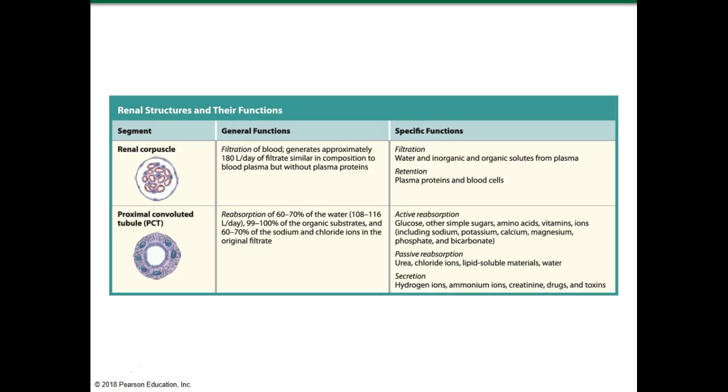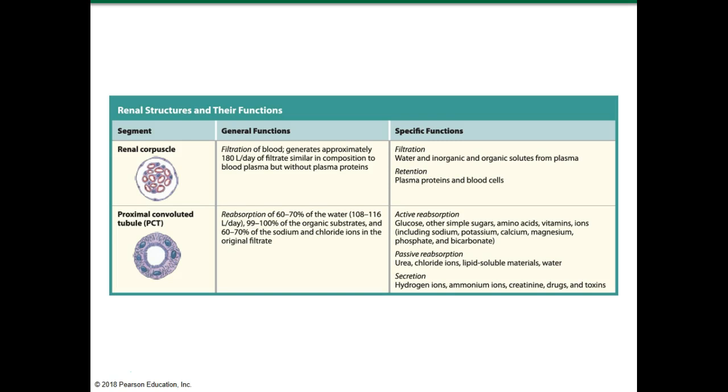Once we get to the proximal convoluted tubule, we reabsorb 60 to 70% of the water, 99 to 100% of the organic substrates, 60 to 70% of the sodium and chloride ions in the original filtrate. We're also reabsorbing back out. And it's funny, we just put it in there, we're going to take most of it back out at that point. But we do have active reabsorption, specifically of glucose, other simple sugars, amino acids, vitamins, ions like sodium, potassium, calcium, magnesium, phosphate, bicarbonate. We have some passive reabsorption of urea, chloride ions, lipid-soluble materials, water.